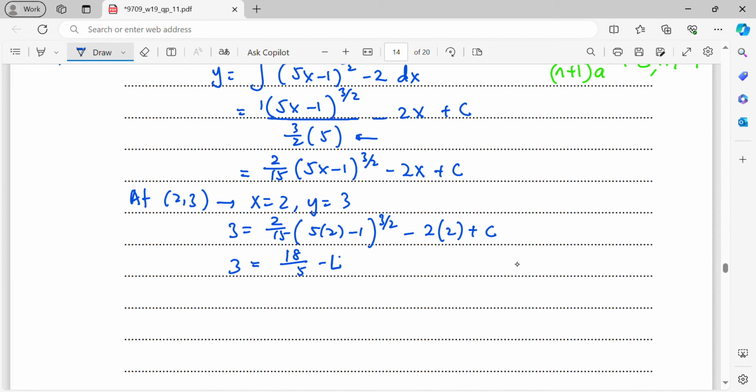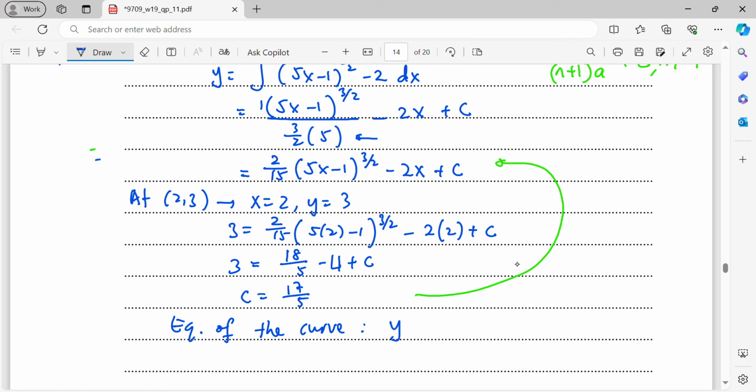Then here, minus 4 plus c. So at last, your c is 17 over 5. So now, to get the equation of the curve, just substitute back the c into your curve equation just now. Which means you just substitute this c into your curve equation.